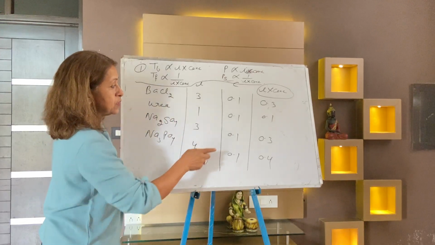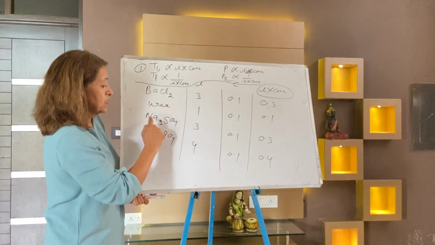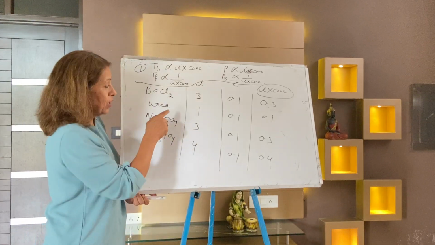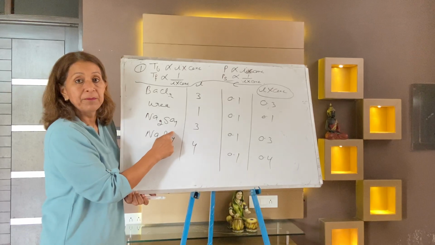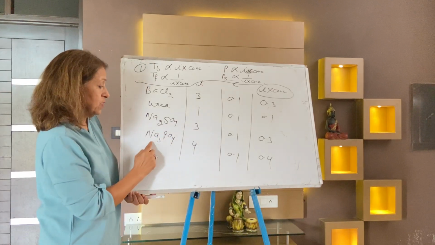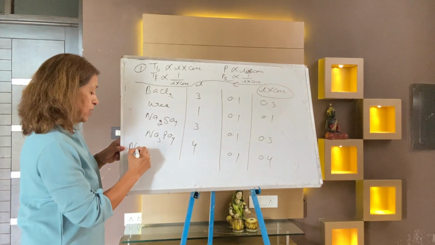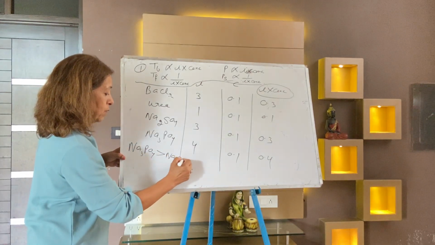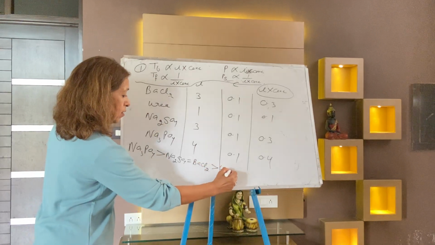Which has greater? This means barium chloride and sodium sulfate. Your answer is both have the same, because both have the same i into concentration. So the answer is both have the same TB. This is 0.4. So Na3PO4 is the greatest. Na3PO4 is greater than Na2SO4, which is equal to barium chloride, and after that greater than urea.